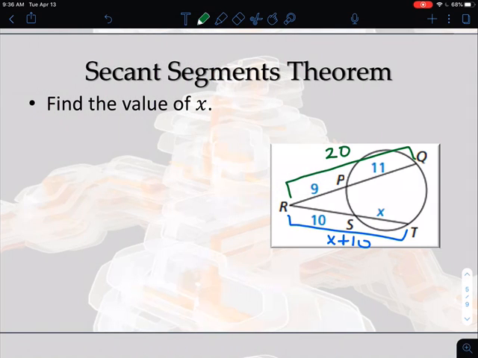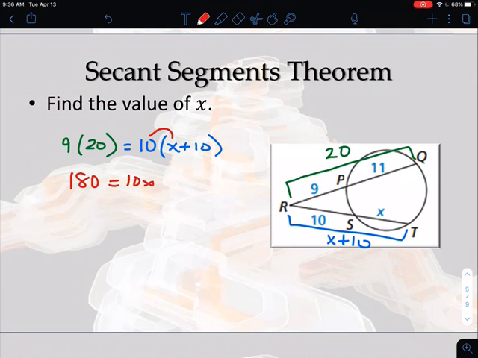And so what we're going to do here is we're going to take outside 9 times the entire length 20, so that's my top secant line, is equal to, on the bottom I get 10 outside times entire length X plus 10. So it's outside times whole equals outside times whole. And so now when I go to solve this, 9 times 20 is 180. When I distribute my 10, I get 10x plus 100. And then if I subtract the 100 over, I get 80 is equal to 10x, which means x would equal 8.